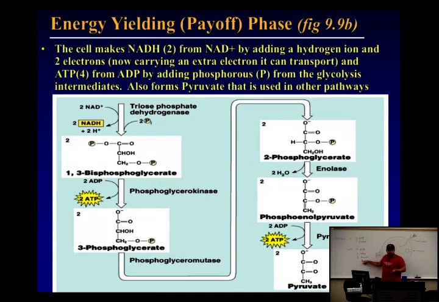2 pyruvates. So, like I said, I don't want you to memorize or know this. I'm just showing you that it's not just some magic wand, right? There's a lot of junk going on to make this. This is what goes in, and this is what comes out. But there's a lot of enzymes that are doing work in there to make this happen. You don't need to know them all.